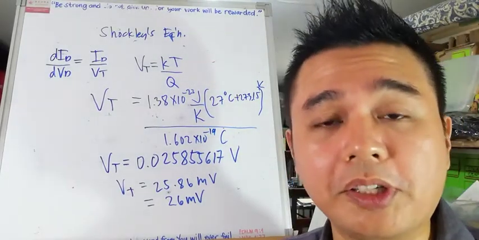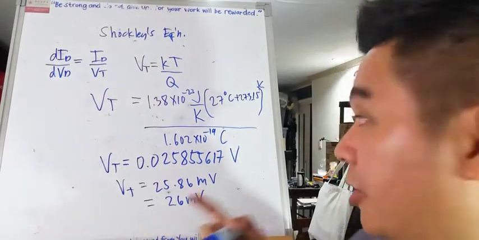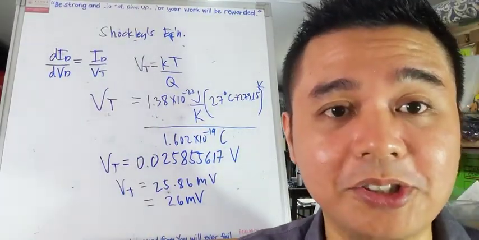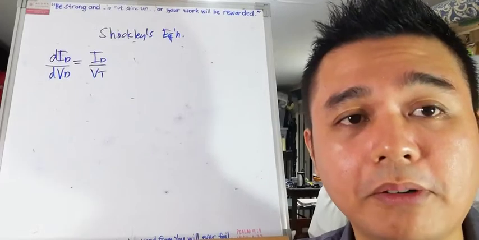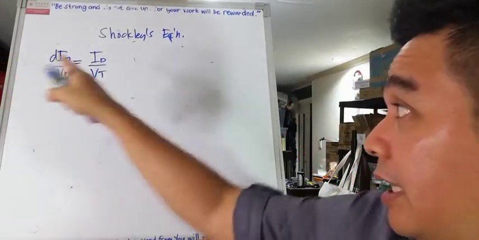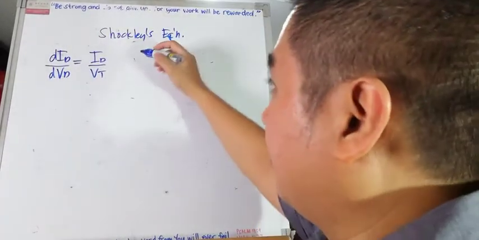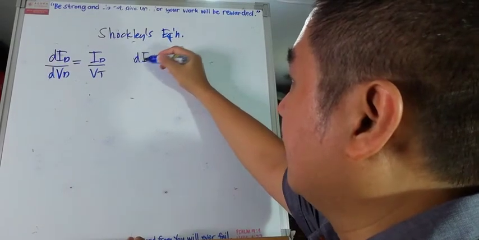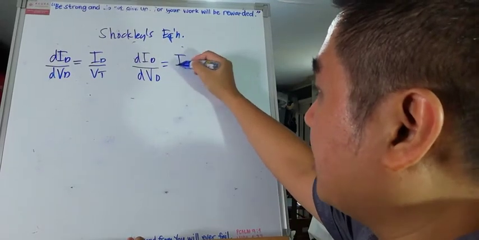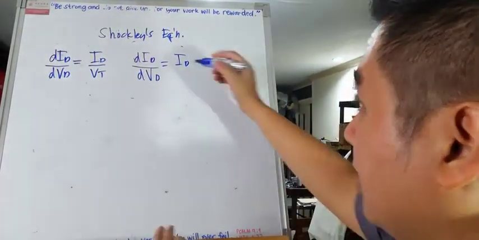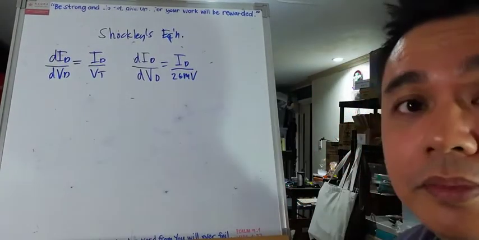So ibig sabihin yan yung voltage na na-develop sa ating diode kapag meron tayong certain temperature na 27 degrees Celsius. So that's the thermal voltage. We have calculated the thermal voltage to be equal to 26 millivolts. Pwede na nating i-substitute dun sa ating derivative ng ating Shockley's equation. So we have derivative of I sub D with respect to the derivative of V sub D or the diode voltage. That is equal to I sub D, the diode current, divided by the thermal voltage of 26 millivolts.